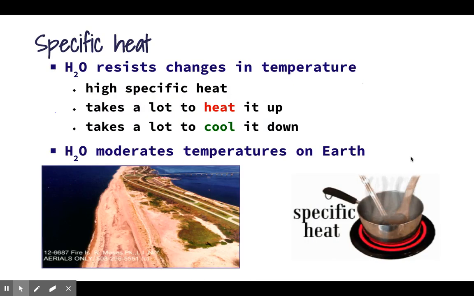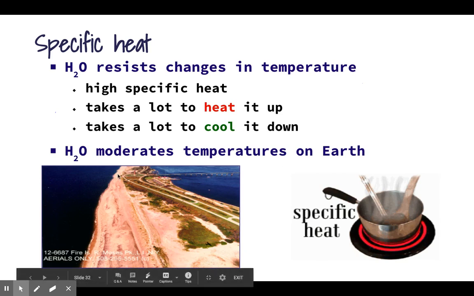Water also has what is known as a high specific heat. So water resists changes in temperature. It has what is known as a high specific heat, meaning it takes a lot to heat up, but it takes just as much to cool down. So water moderates the temperature on Earth.